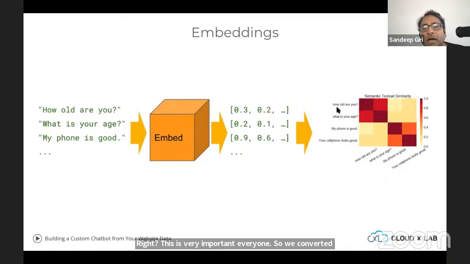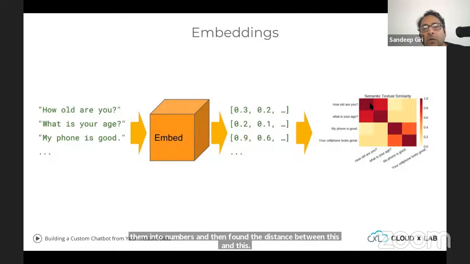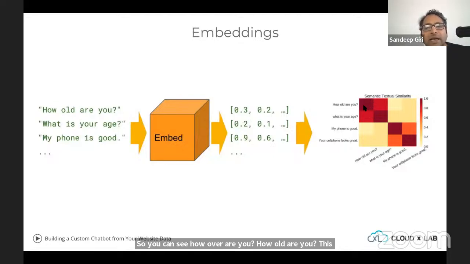So you can see, "how old are you" and "how old are you" is exact, so this is darkest. Then "how old are you" and the second one, "what is your age," is still somewhat related, right? And you can see this is red. Not related, it's like very much related.